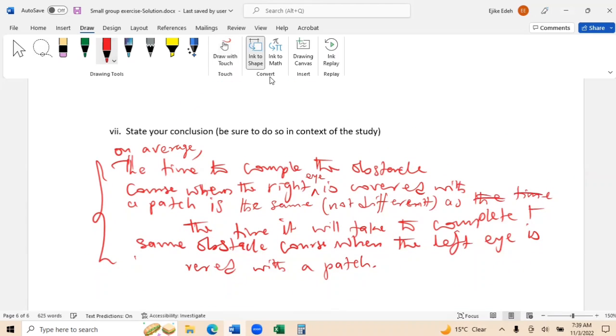Okay, so let's read through this again. So on average, the time to complete the obstacle course when the right eye is covered with a patch is the same. Another way of saying that is that it is not different from the time it will take to complete the same obstacle course when the left eye is covered.